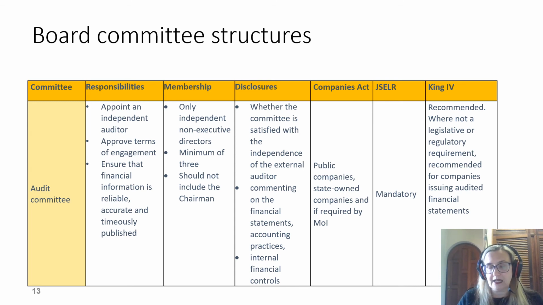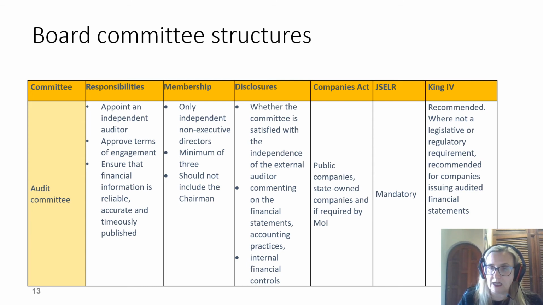The board itself will then divide up into little subcommittees and delegate certain responsibilities to certain committees. So, the audit committee will have primary responsibility for appointing the independent auditor, ensuring that the financials are properly assessed by an independent party, such as an independent auditor, and that they're published in terms of the regulations.